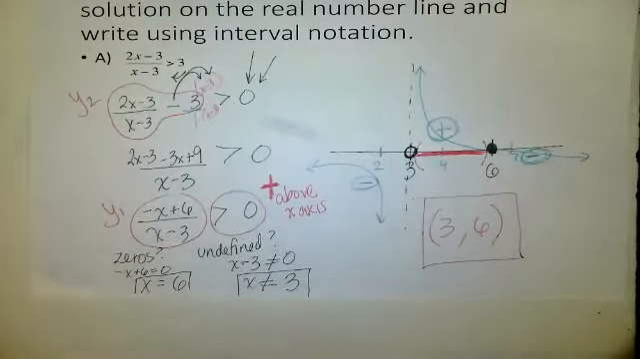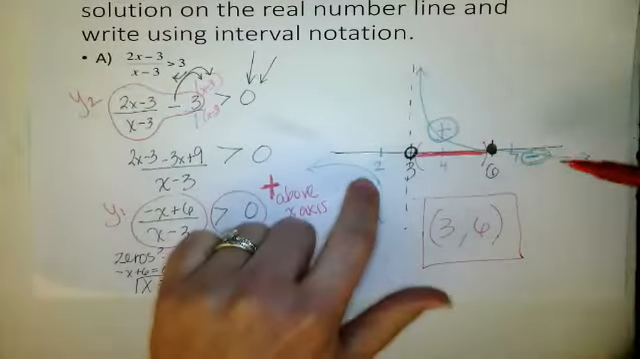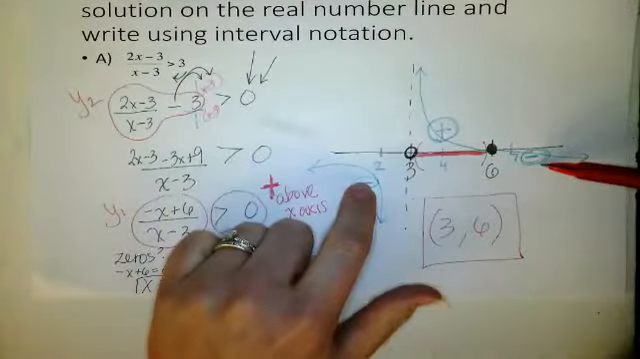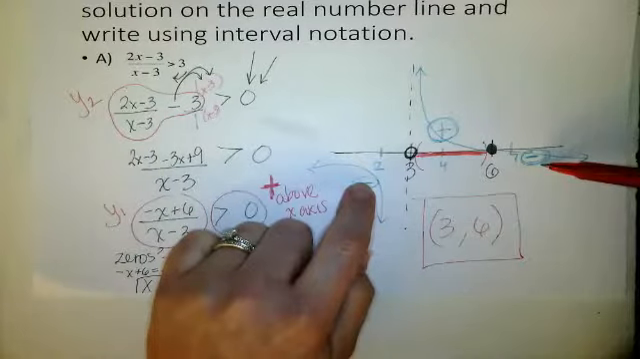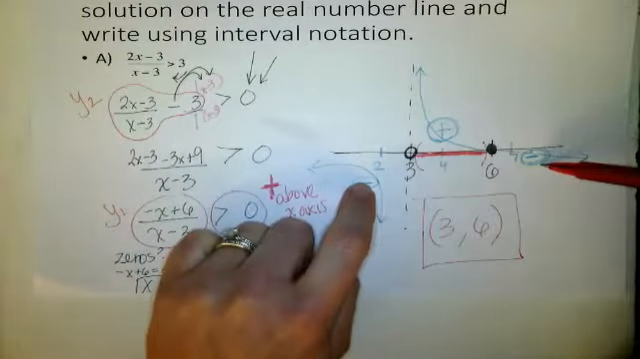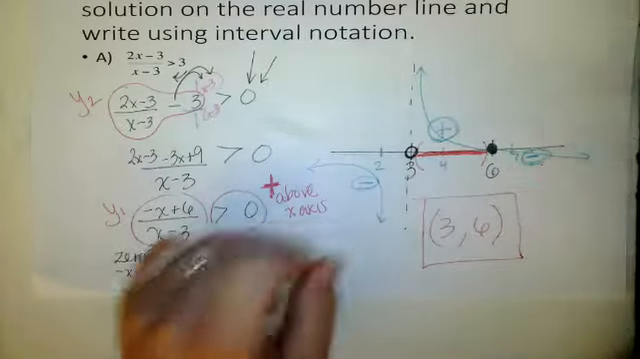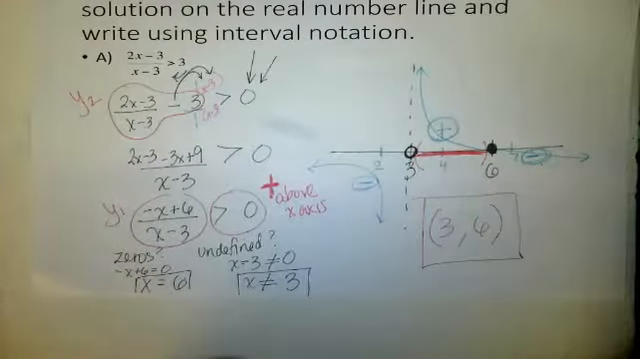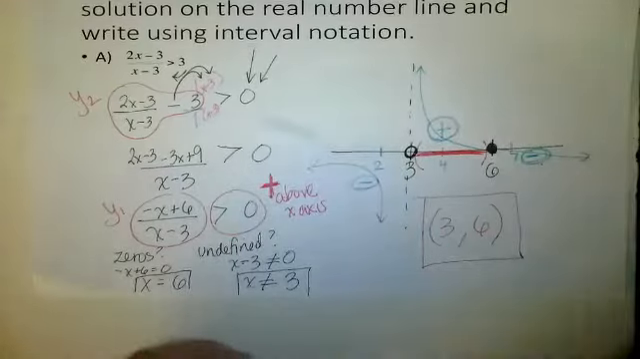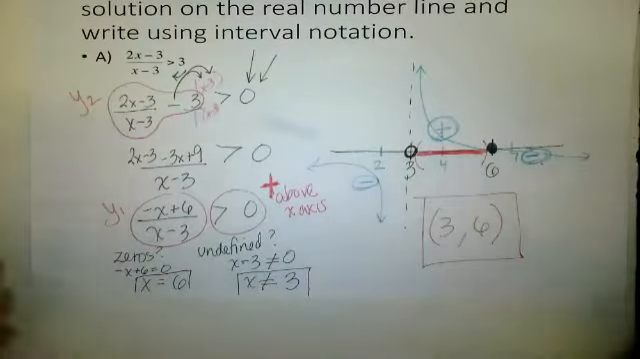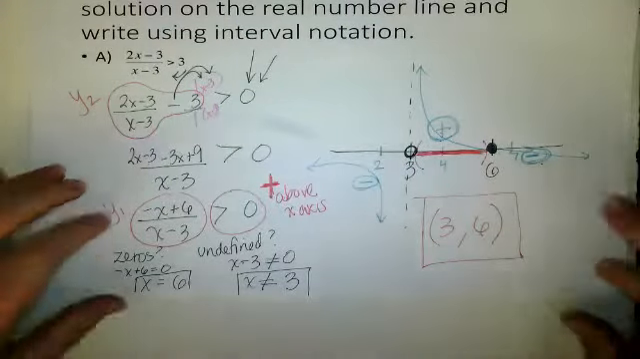A sign chart, ladies and gentlemen, is literally just the pluses and minuses. You don't have to draw the graph, okay? So in calculus, we do sign charts a lot, and we'll just be looking for plus, minus, plus, that sort of thing. You don't have to draw a picture, just pluses and minuses, okay? Questions on that one? All right.